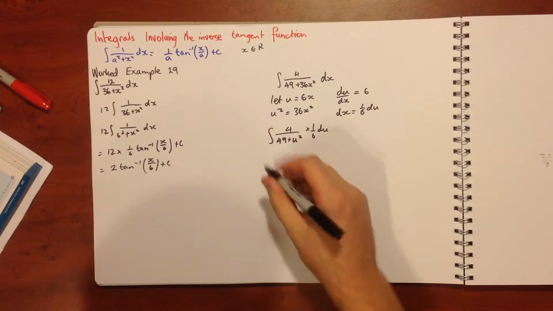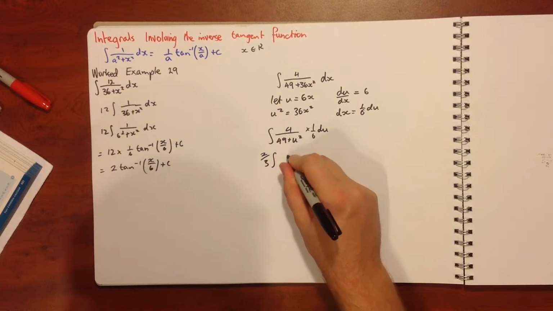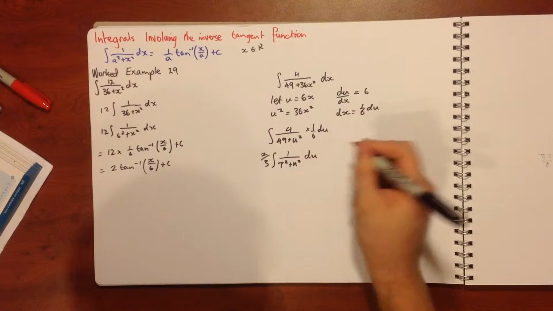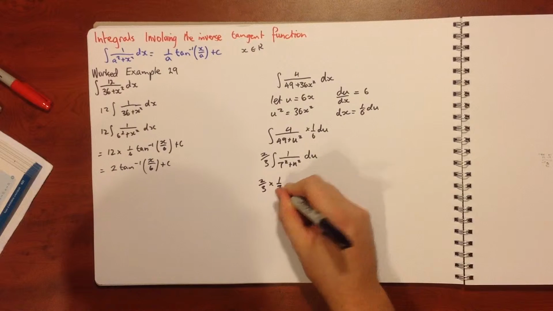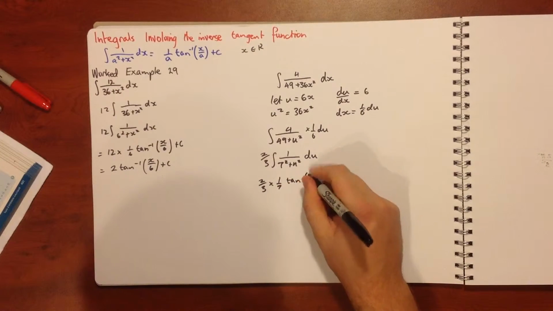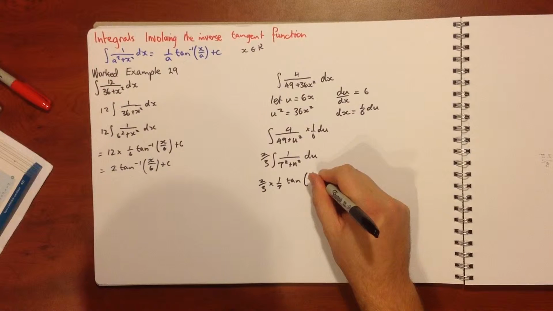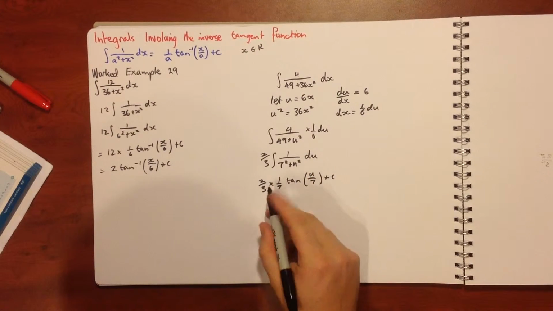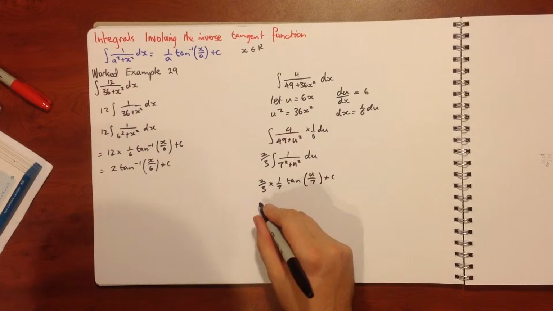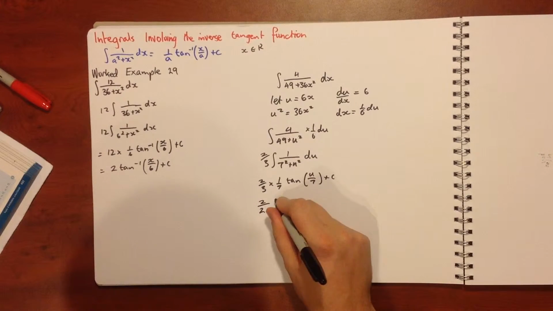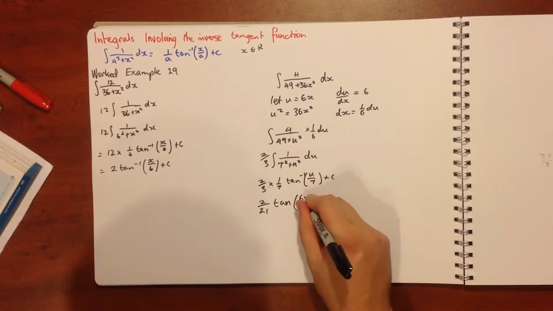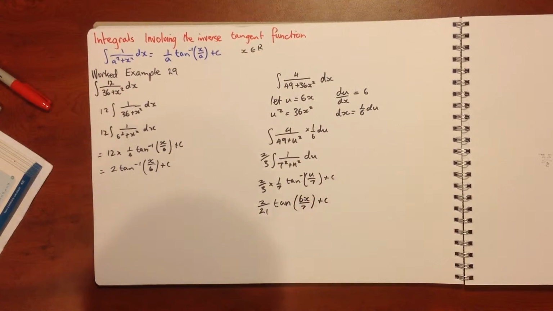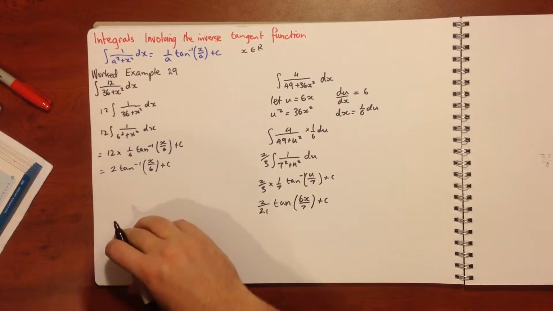We can bring our 4 on 6, which is 2/3, out the front. So we've got 1 over 7 squared plus u squared du, which means we get 2 on 3 times 1 on 7 inverse tan of u on 7 plus c. That gives us 2 on 21 inverse tan, subbing u back in, which is 6x on 7 plus c. That is our answer there, so we'll keep moving on.